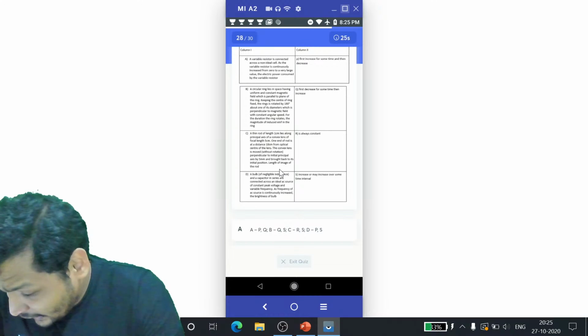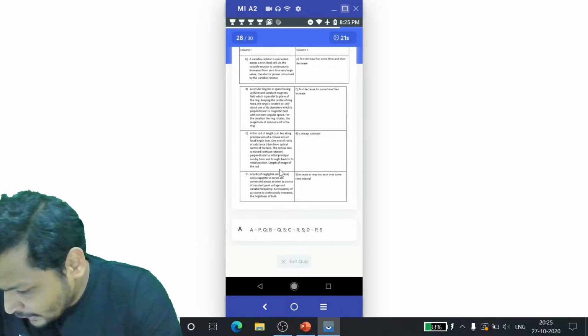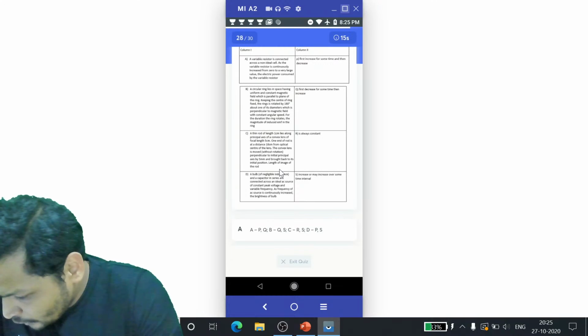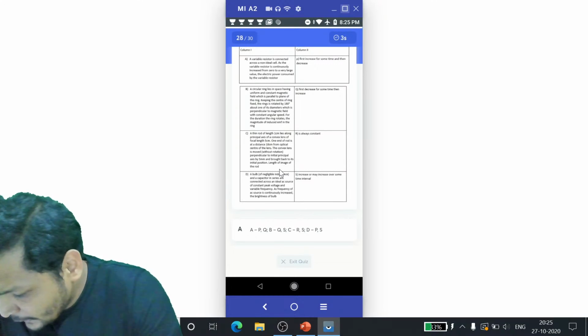A circular ring lies in the space having a uniform and constant magnetic field which is parallel to the plane of the ring, keeping the center of the ring fixed. The ring is rotated by 180 degrees about one of its diameters, which is perpendicular to the magnetic field, with a constant angular speed. For the duration the ring rotates, the magnitude of the induced EMF in the ring.